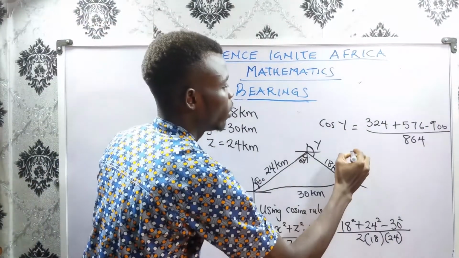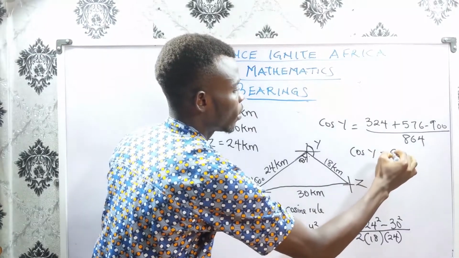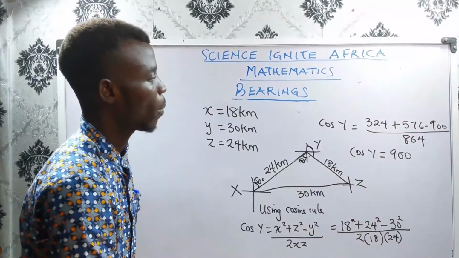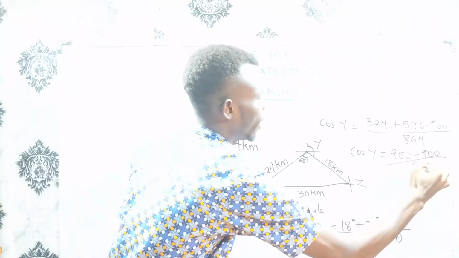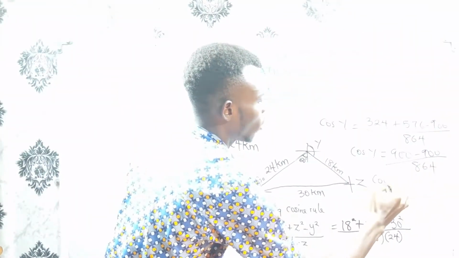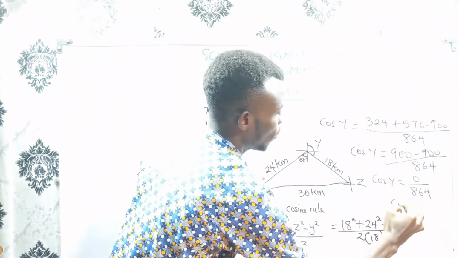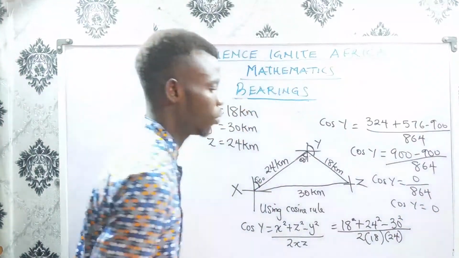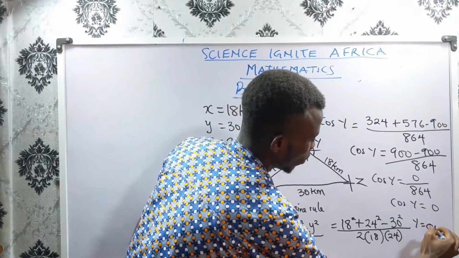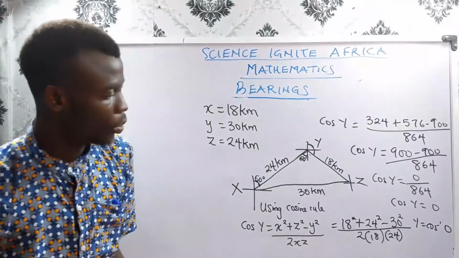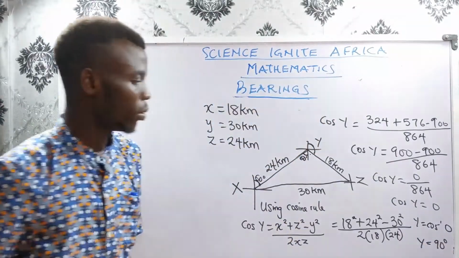Then when we deal with this, we have cos y, this plus this, we arrive at 900 minus 900 divided by 864. We have cos y equals 0 divided by 864. Then cos y equals 0. Then y equals shift cos 0, and y gives us 90 degrees.